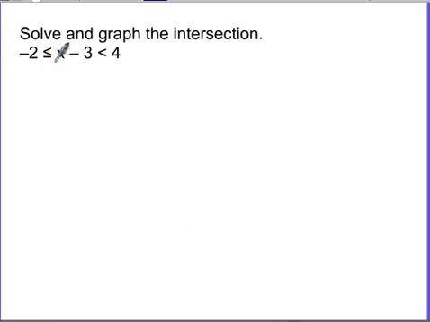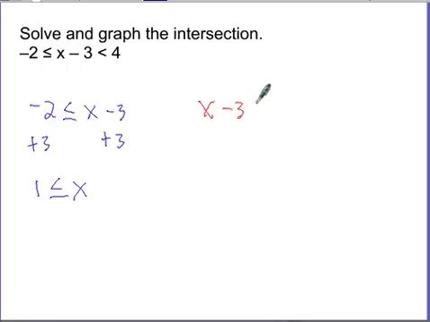We add 3 to both sides. So we need to do two different inequalities. Negative 2 is less than or equal to x minus 3. And so we would solve this. So 1 is less than or equal to x. We also need to do this part, which would be x minus 3 is less than 4. Add 3 to both sides. So x is less than 7. Okay?